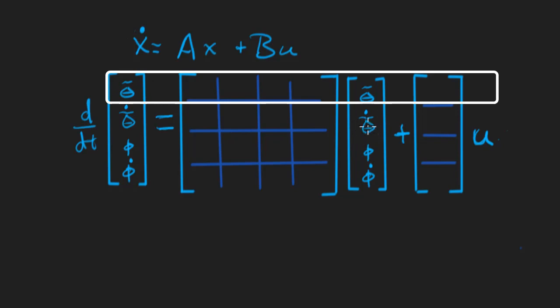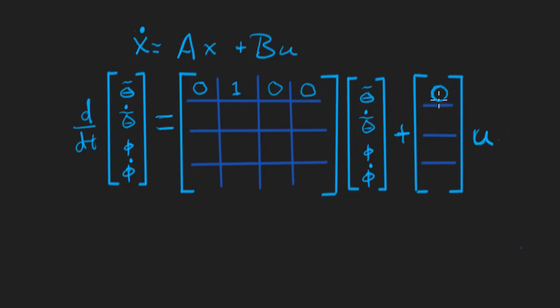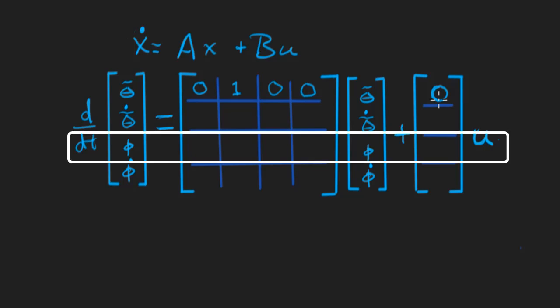So therefore, what I'm going to have is a 0 here, a 1 here, 0 here and a 0 there, right? So theta tilde dot is equal to theta tilde dot. Again, by definition. And the u does not appear in that definition at all. So I'm going to put a 0 there as well. And I can do the same thing on the third row.